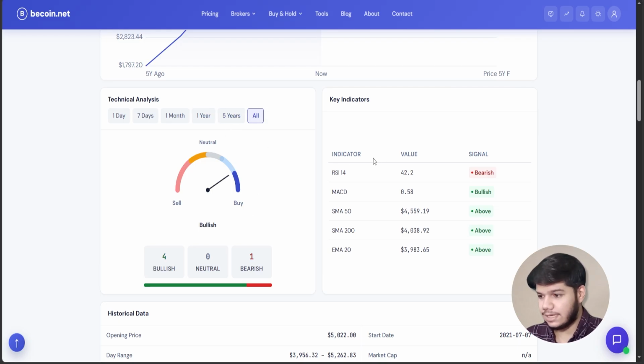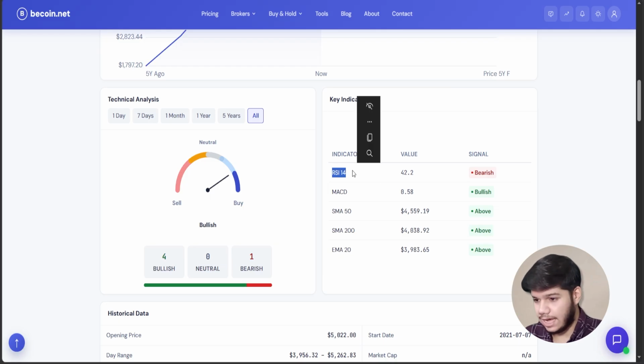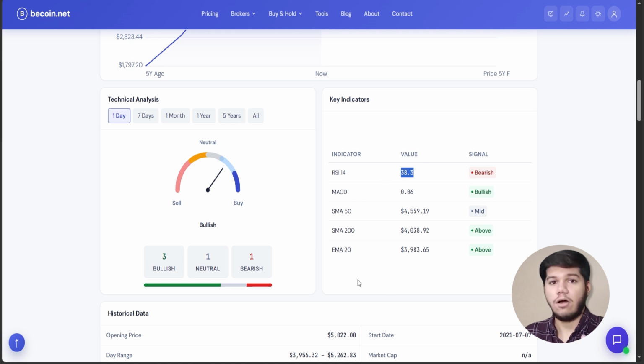Beside it, you can see the key indicators, which is RSI. Let me click on daily. The RSI 14 is 38%, which means the price is currently in the lower RSI section. You can go for a buy side right here, but let's look at the other indicators as well. The MACD right here is bullish, and the simple moving average 50 is medium. The simple moving average of 200 is above, and the exponential moving average of 20 is above as well, which means the price could potentially rise higher.